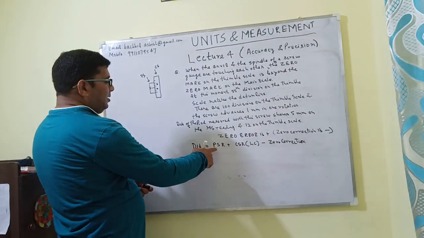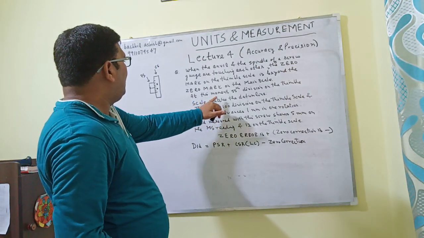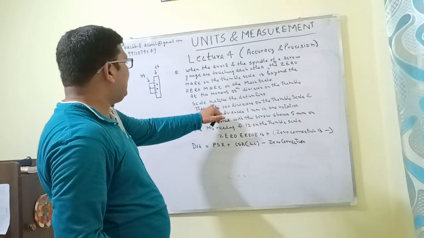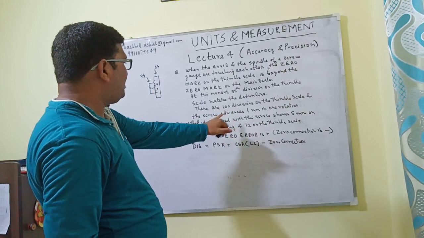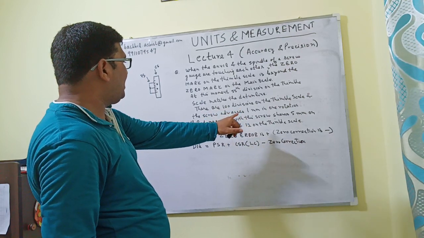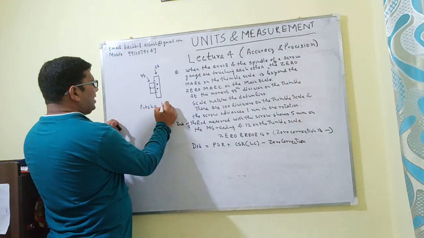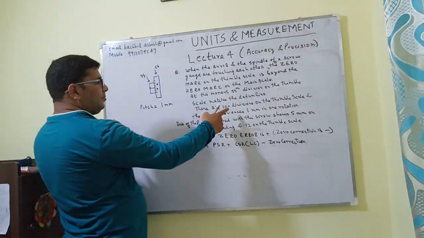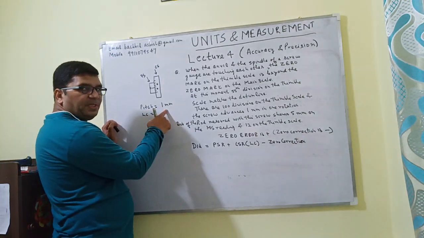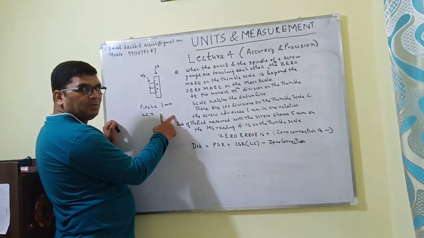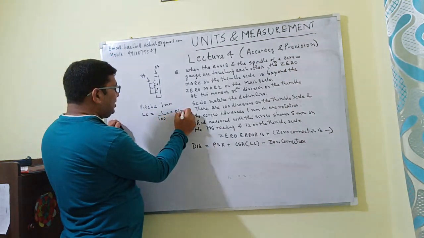Now here you say that the 55th division on the thimble scale matches the datum line. Okay, so there are 100 divisions on the thimble scale, and the screw advances 1 mm in one rotation. The screw advances 1 mm in one rotation means pitch is equal to 1 mm. There are 100 divisions on the thimble scale, means on the circular scale. So least count is equal to pitch divided by the total number of divisions on the thimble or the circular scale, which is equal to 1 divided by 100, which is equal to 0.01 mm.